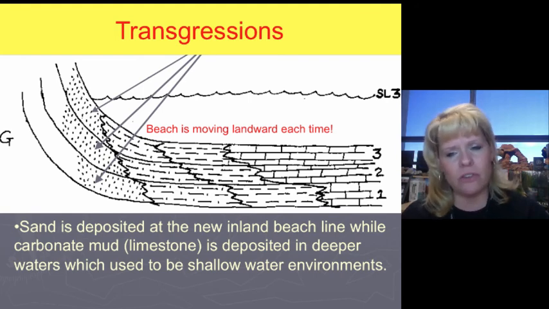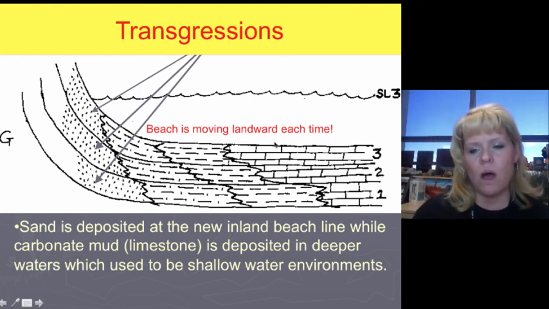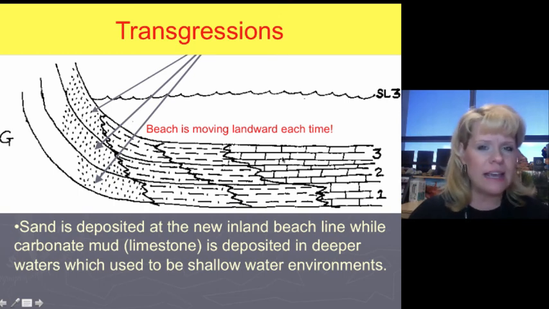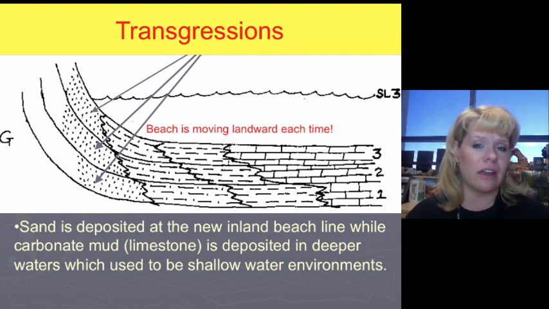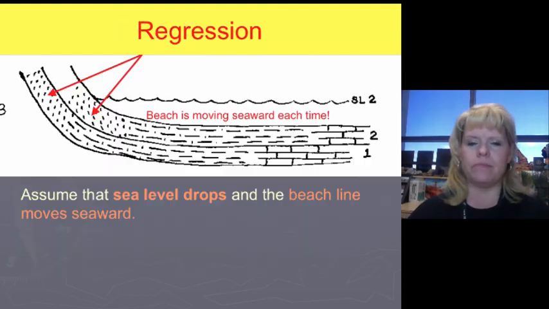In this picture, you can see the volume of limestone from sea level 1 to 3 has increased, which tells me the sea level has moved onto the continent, invaded the continent. That would be a transgression.